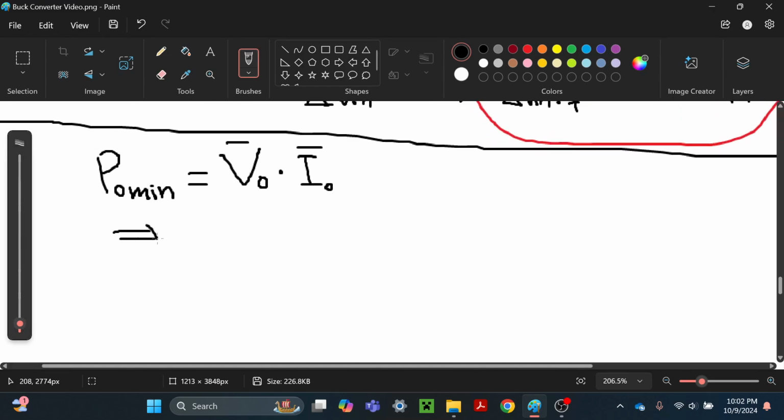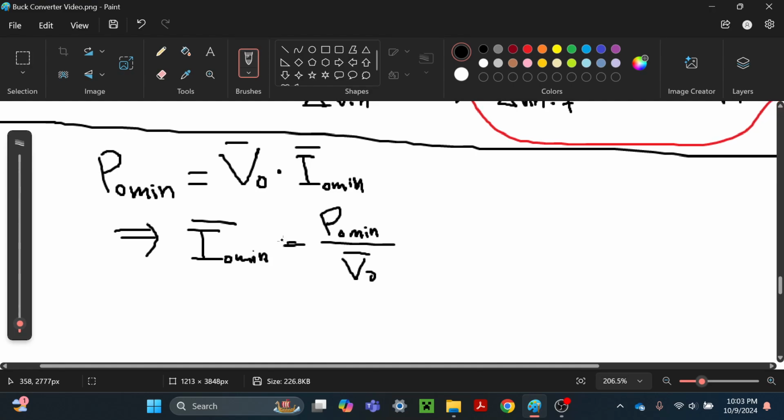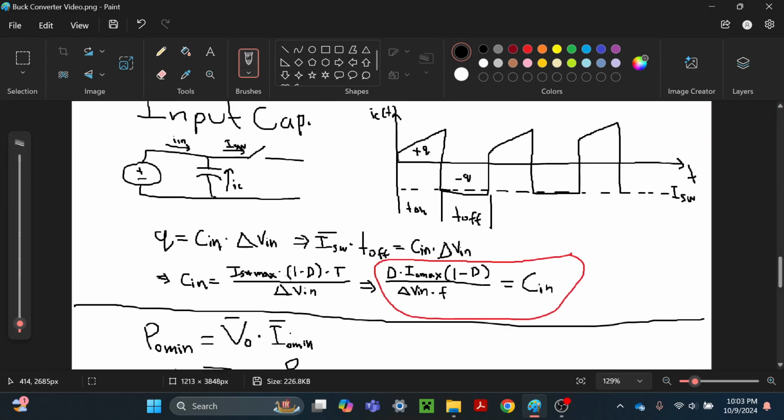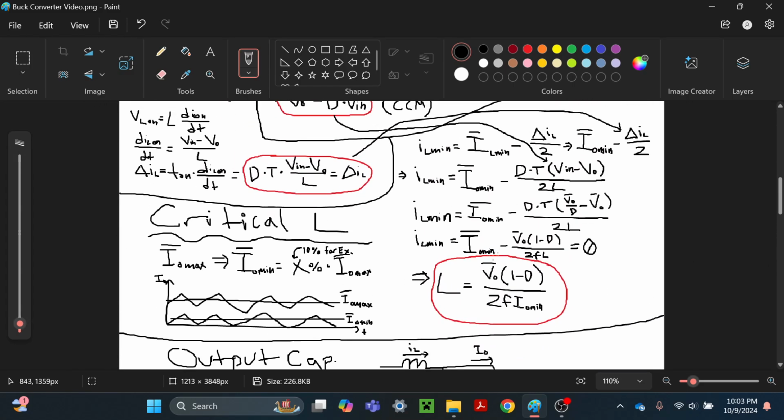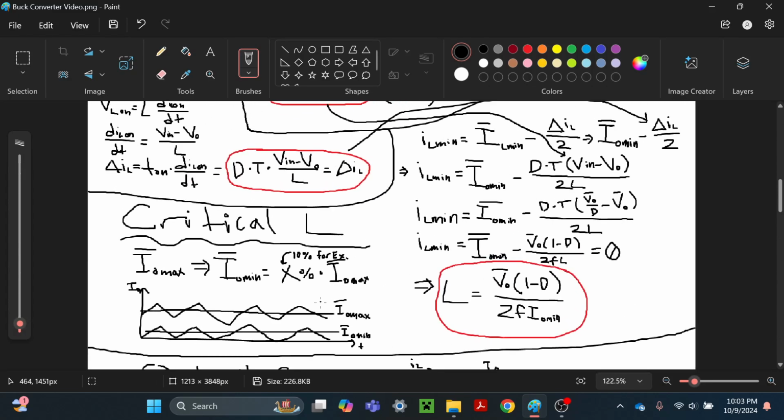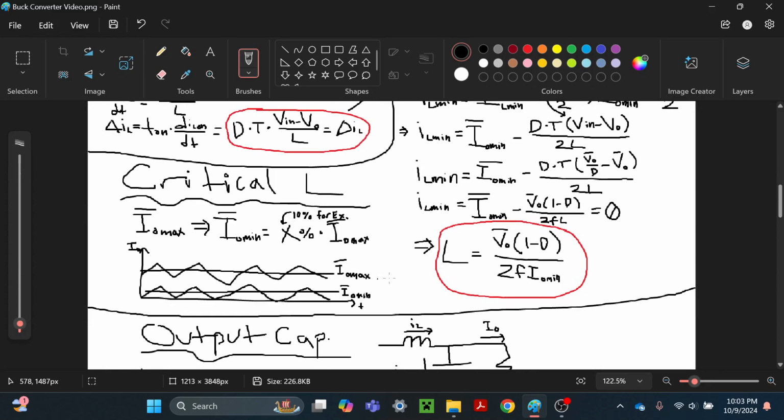So then we can say I out min is just going to be equal to this minimum power rating that we're designing for divided by the output voltage we've designed. And with that I out min, we can calculate the critical inductance needed to maintain continuous conduction mode.